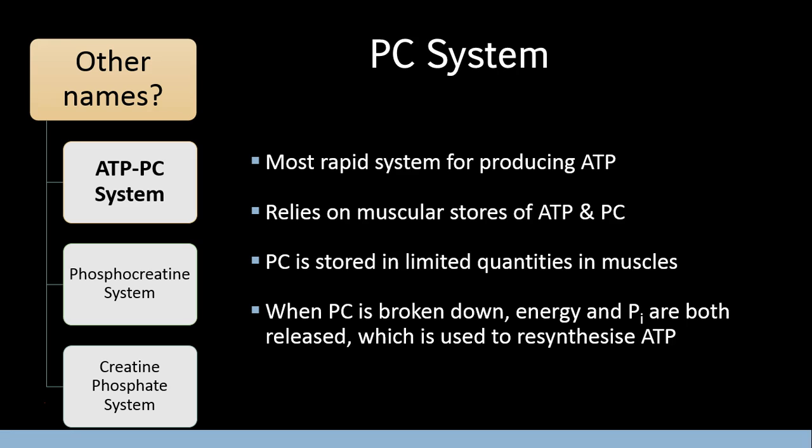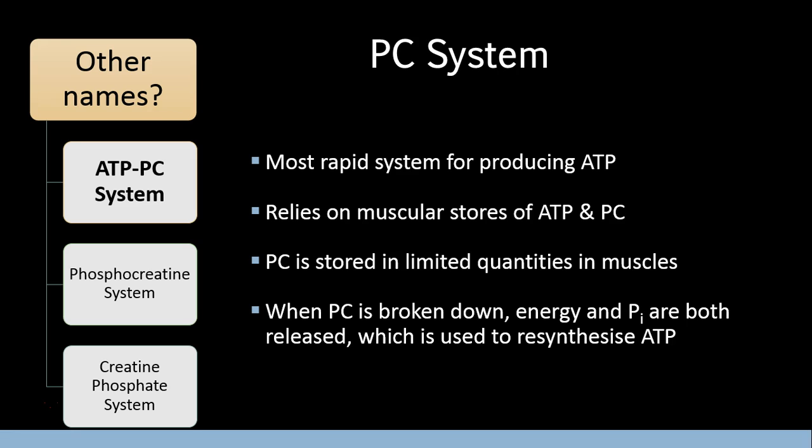Most of the time your exam style questions will say the ATP PC system. It is talking about the same thing. I just don't want you to get confused with ATP resynthesis, so I just call it the PC system. Other names could be the phosphocreatine system, the creatine phosphate system, or the CP system. All of these are perfectly fine and mean exactly the same thing.